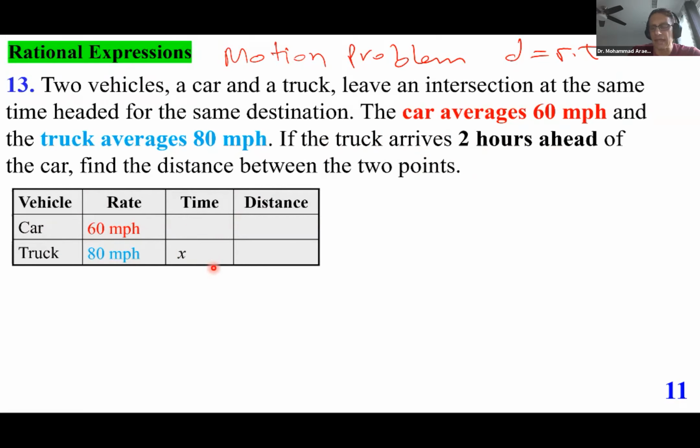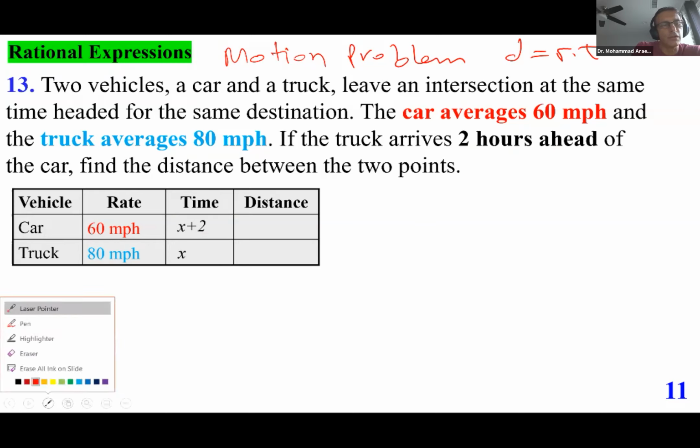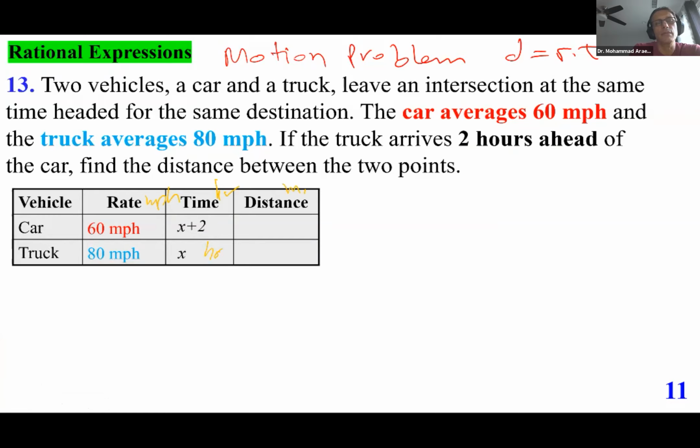So if this is X hours, it's important that you put the units. If you want, just add hours here so you know, or you can even put it here. This is MPH, this is hours, and this is miles.